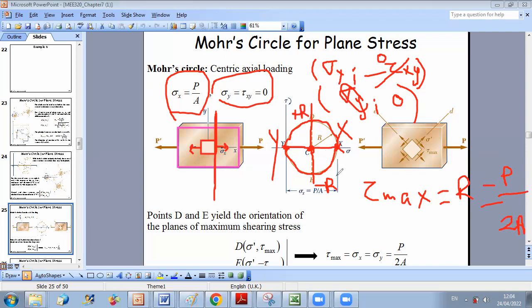And for this case, for this plane of maximum shear, sigma is equal to sigma average, equal to sigma x plus sigma y over 2, equal also to P over 2A. So the maximum shear will be equal to the normal stress in the plane of maximum shear, equal to P over 2A. And if I want to represent this frame x prime, so if you want, this is x prime and this is y prime.